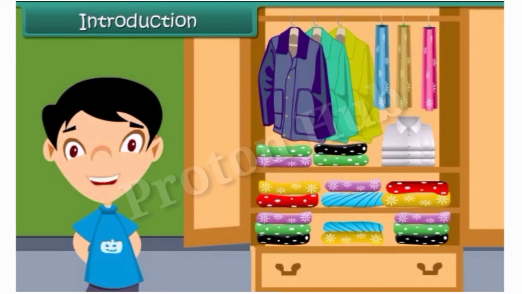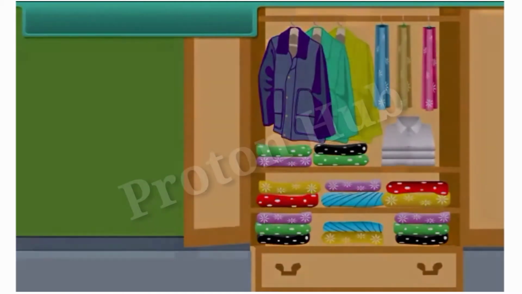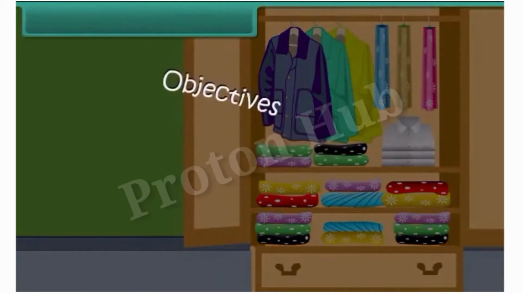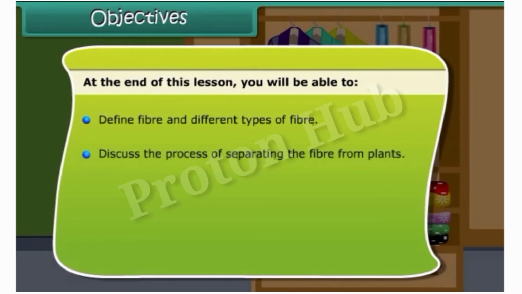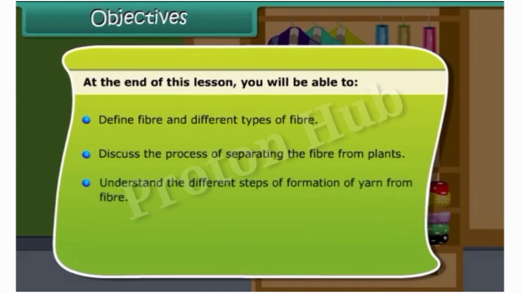It involves a long process to make fabric from fiber. Let us discuss about it. Objectives. At the end of this lesson, you will be able to define fiber and different types of fiber, discuss the process of separating the fiber from plants, understand the different steps of formation of yarn from fiber, explain knitting and weaving of fabric.